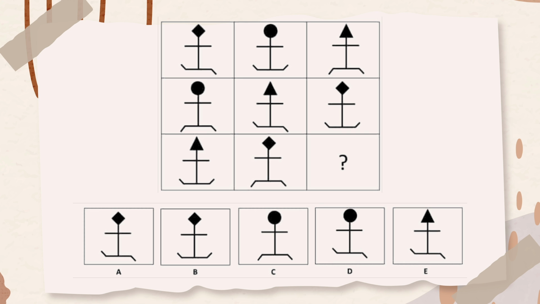Try to answer the following sample question. Each box contains a man-like shape with a diamond, circle, and triangle head, appearing once in each row and column. The legs of the shape follow the sequence of both legs up, both legs down, left leg up, and again both legs up. In the third row, the next shape coming in the sequence should have a circle head and left leg upwards. Therefore, the correct answer is D.